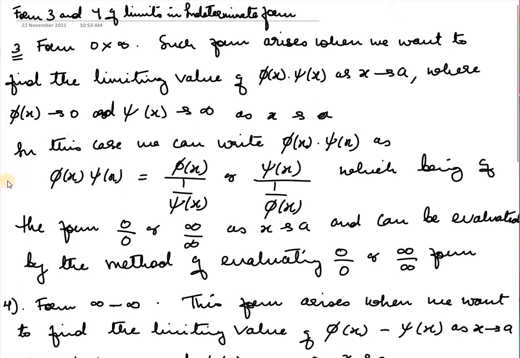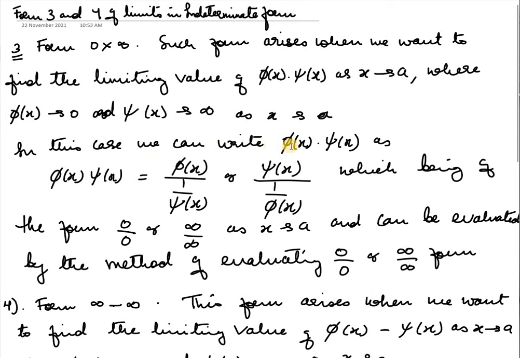So you can see that if the limit as x tends to a of phi x into psi x is of 0 into infinity form, then you can express this as phi x upon 1 by psi x, which reduces to 0 by 0 form, or you can express it as psi x upon 1 by phi x, which reduces to infinity by infinity form. After reducing it to either form, you can evaluate the limit by the methods that we have done for 0 by 0 form, that is L'Hopital rule, and also for infinity by infinity form.